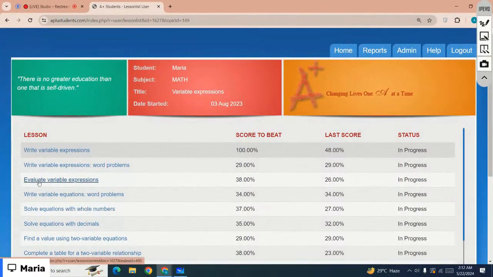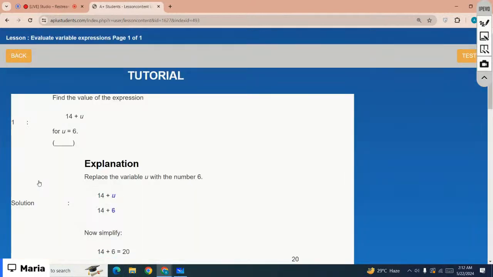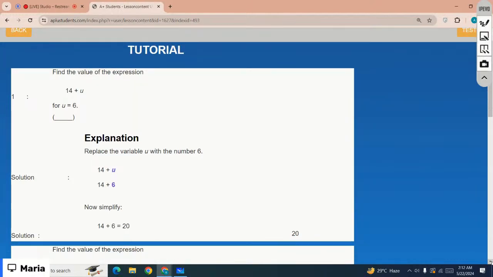The next one is evaluate variable expressions. Let's just start with the first example. Now you have to evaluate. Evaluate means you are given the value of the variable. You have to replace the variable with the value and you have to calculate the answer. Got it? Find the value of the expression 14 plus u.